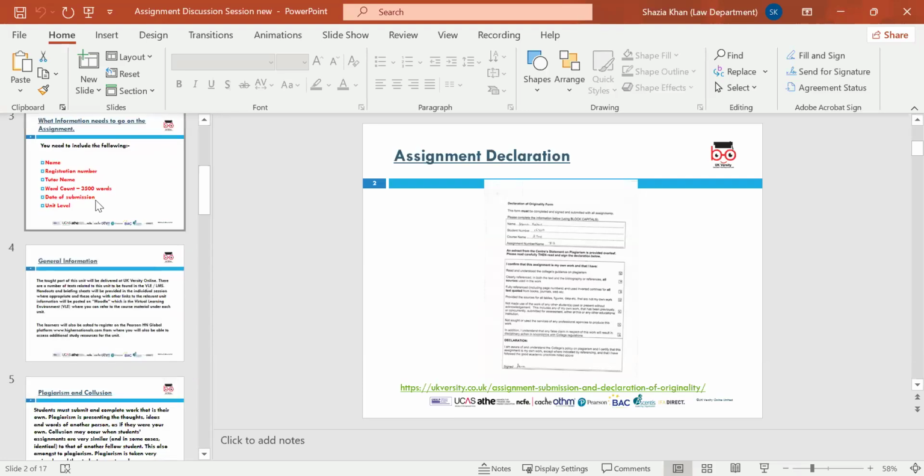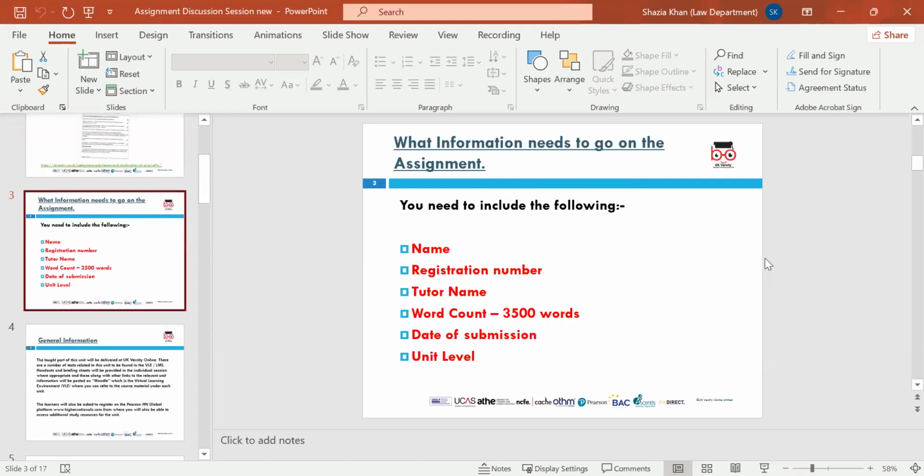So what information needs to go on the assignment? Your name, your registration number, your tutor's name, and your word count. Your word count is 3,500 words for this assignment. Also your date of submission and your unit level. Why do you think having all this information on your assignment is so important?